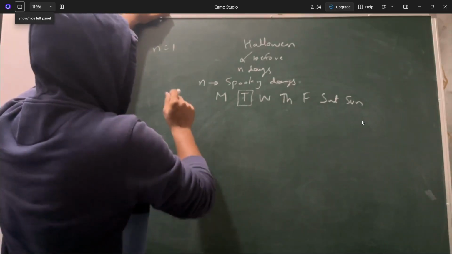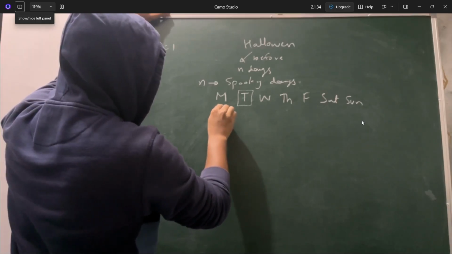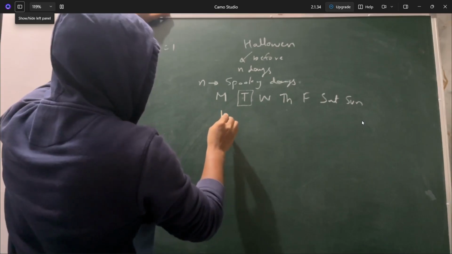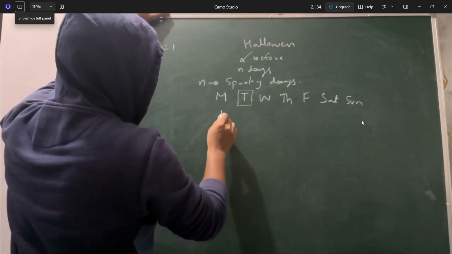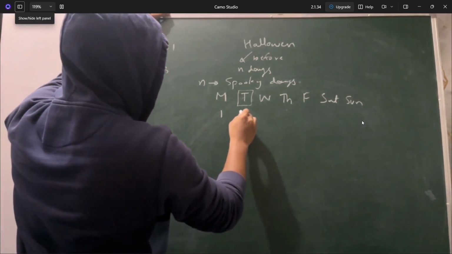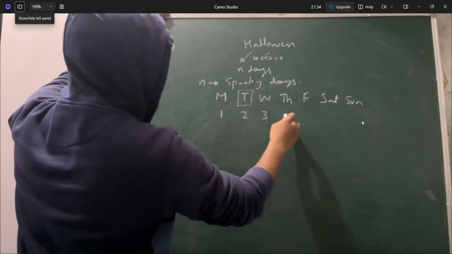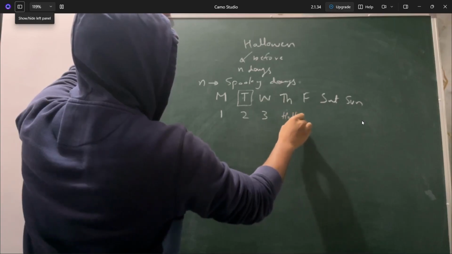So when n is 1, today's day is 1 only, so it is 1. But let's say we have more days. Let's say n is equal to 3. So Monday is the first day, this is the second day, this is the third day, and here it will be Halloween. On Thursday there will be Halloween.